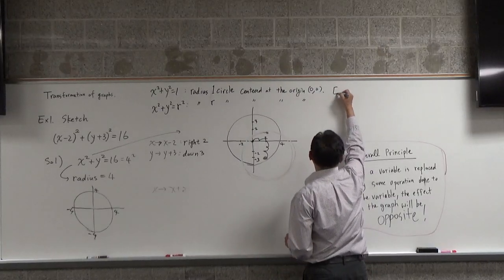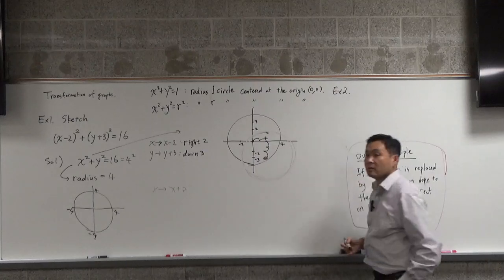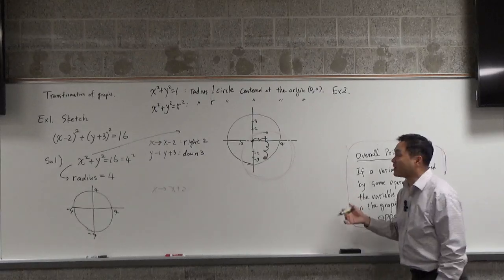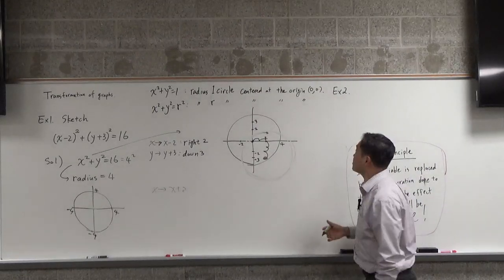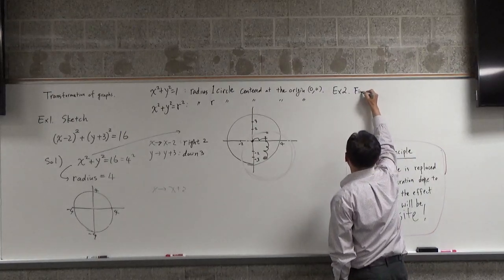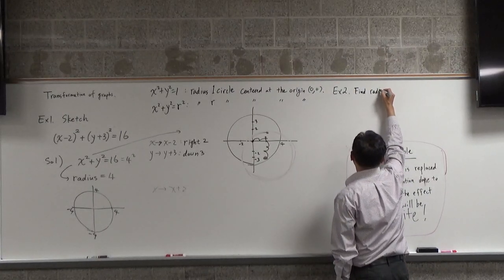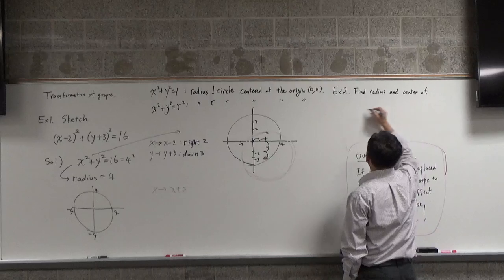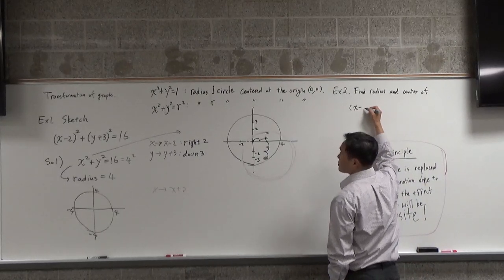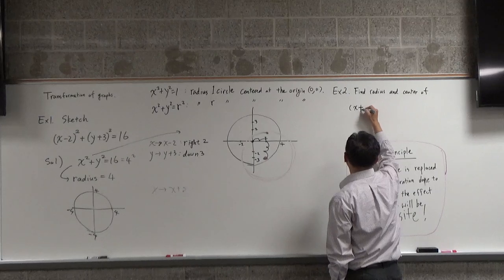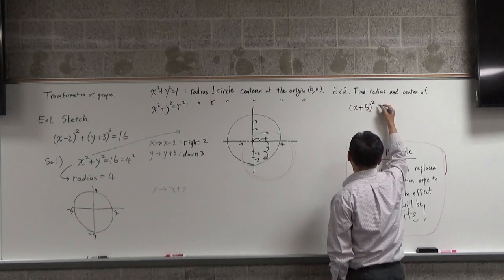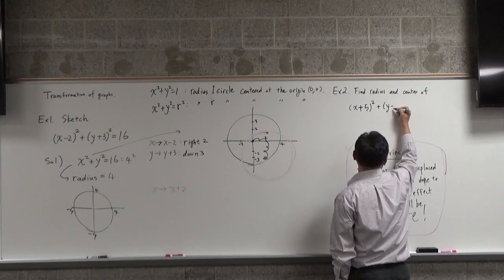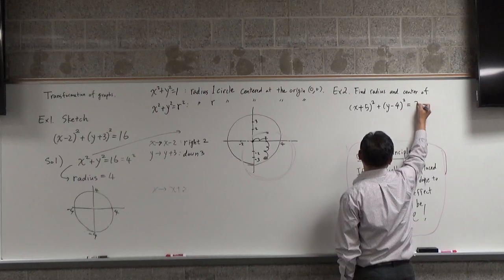Now, in example 2, let's now, instead of asking to graph, let's just ask for the center and the radius. So, example 2, find radius and center of x plus 5 squared plus y minus 4 squared equals to 3.